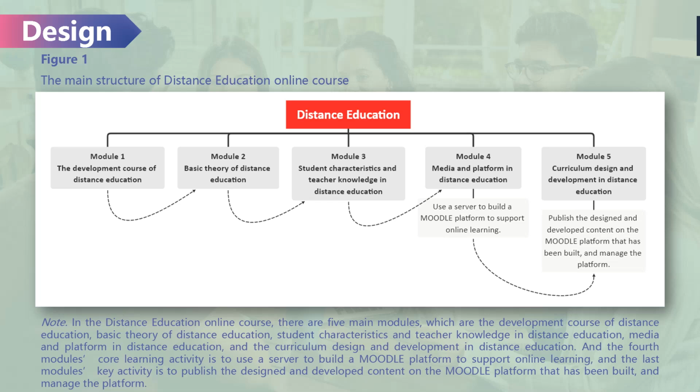And the fourth module's core learning activity is to use a server to build a model platform to support online learning. And the last module's key activity is to publish the design and development content on the model platform that has been built and manage the platform.